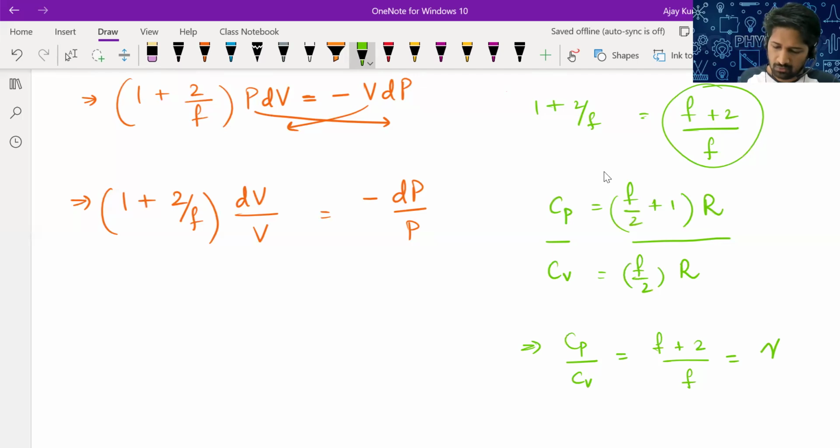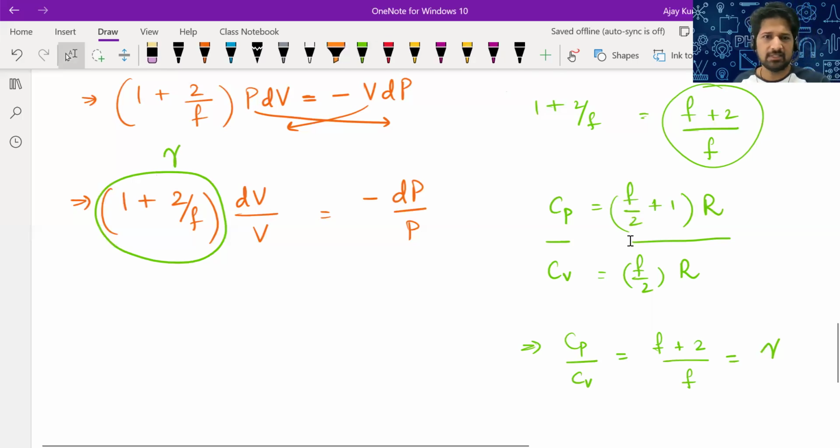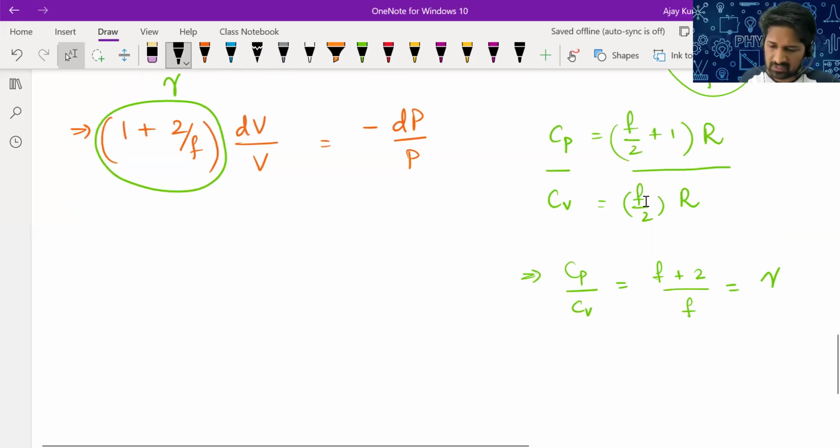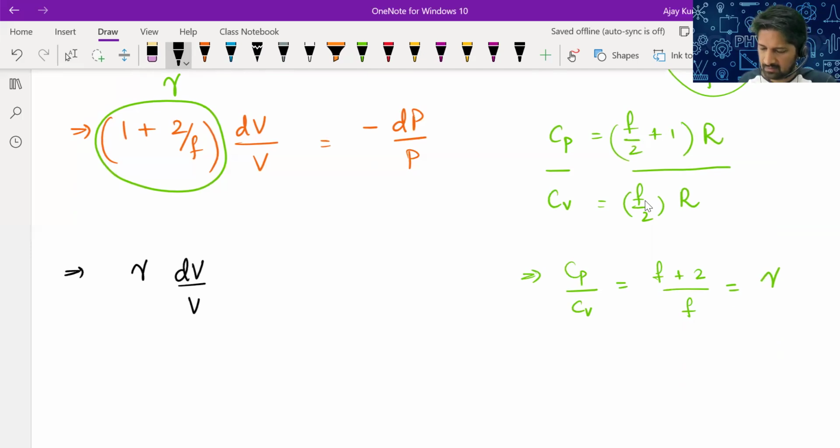So this 1 plus 2 by F, which is F plus 2 divided by F, can effectively be written as gamma, which is nothing but Cp by Cv. So the equation becomes slightly simpler now. Gamma times dV by V is equal to minus dP by P. So what do we finally arrive at? We arrive at an equation which only has pressure and volume in it. But there are differential or small changes, dP, dV. We still cannot draw a graph directly based on this equation. We need only P and V terms. We should not have dP, dV terms.